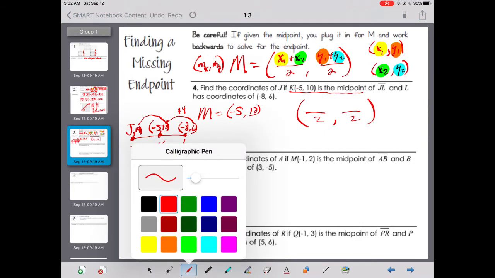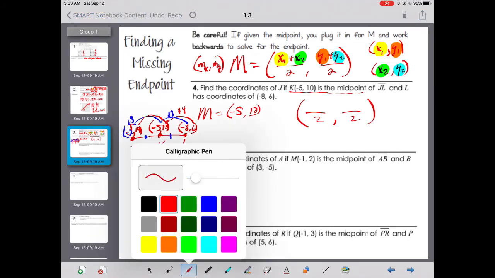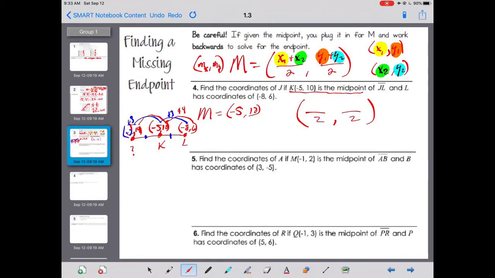And then from negative 8, trace it in another color, right? Negative 8 to negative 5, we went plus 3. So since it's equal halfway, we should go plus 3 more. That'd be a negative 2. So it should be negative 2, 14. But let's do it mathematically and make sure. Sometimes we don't have the time to make the picture, right?